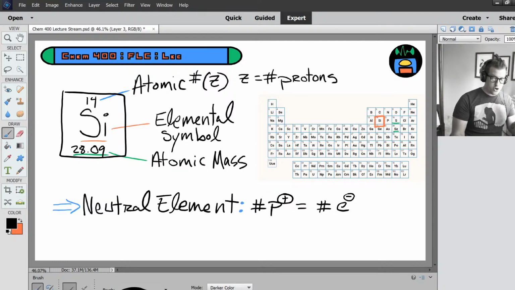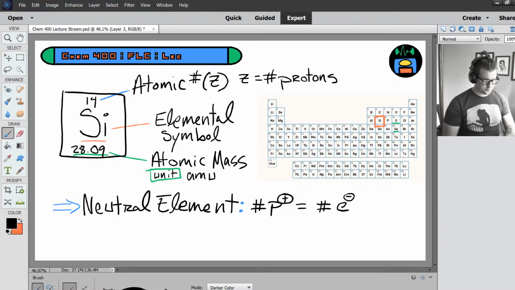The units are not given explicitly in the periodic table, but the unit for atomic mass is AMU, and that stands for atomic mass unit. So one atom of silicon has a mass of 28.09 AMU, atomic mass units. All right, now, okay, so we've got the atomic number, the atomic mass, and the elemental symbol.